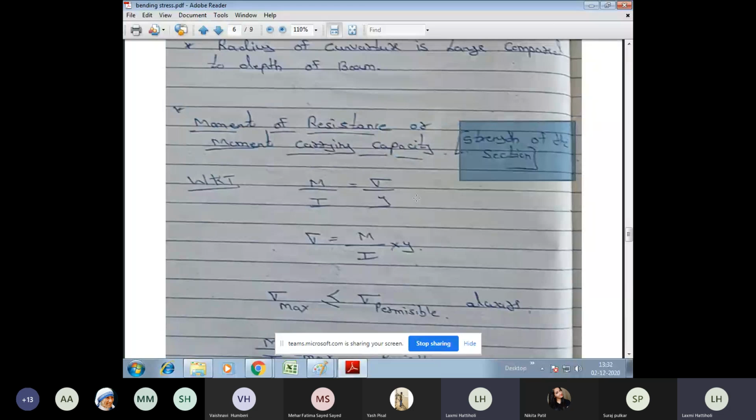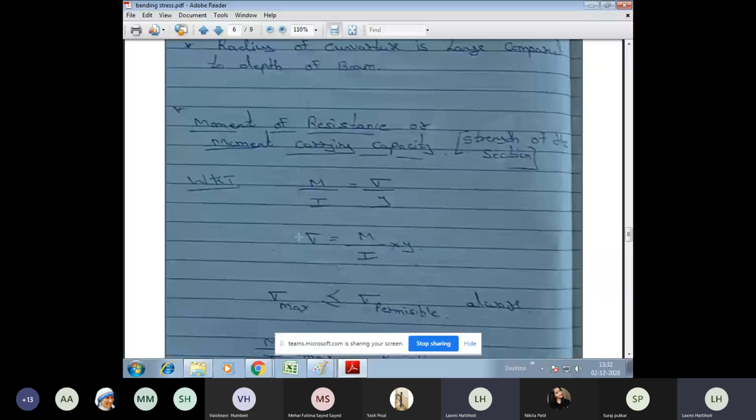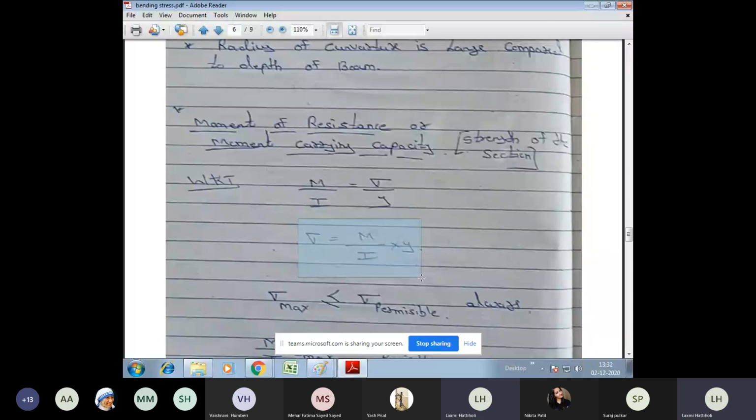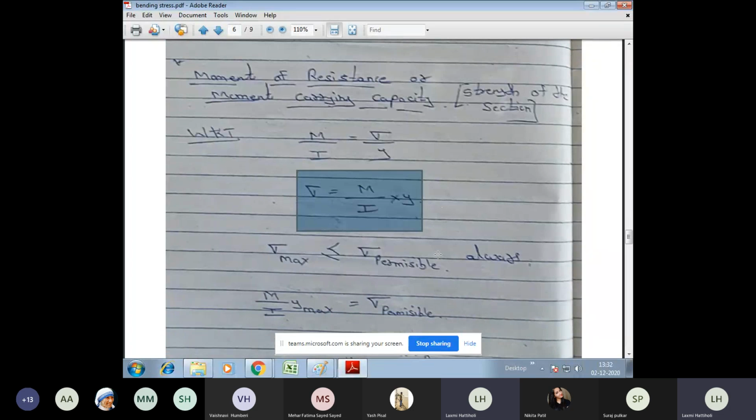For this, what you should do is take the bending equation, M by I is equal to sigma by y. Take this bending stress outside. So what do you get? Sigma is equal to M by I into y, right? Now, always while designing, you should know something known as maximum stress and permissible stress. Suppose you have a rectangular beam, and it can carry a maximum load of only 100 kilonewton.